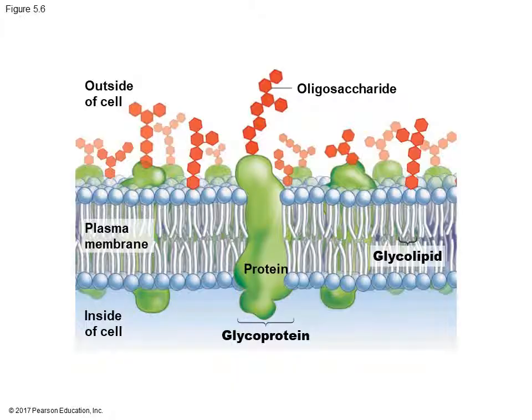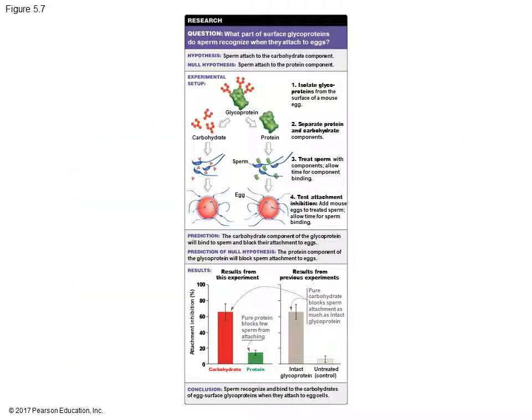In figure 5.6, this is a cell membrane, and we see that proteins are embedded in that cell membrane. But then you see all of these red rings, and these red rings almost look like antennae, right, popping out from the cell. They look like they're carrying out or finding out information, and that's exactly what they're doing. So those are polysaccharides that are attached to proteins, or in other words, they're glycoproteins.